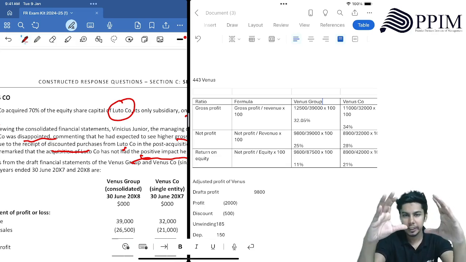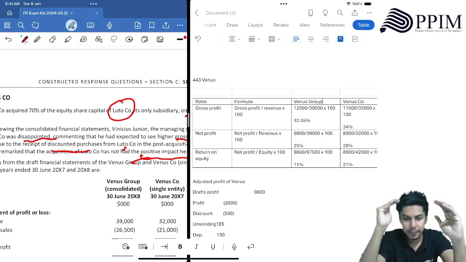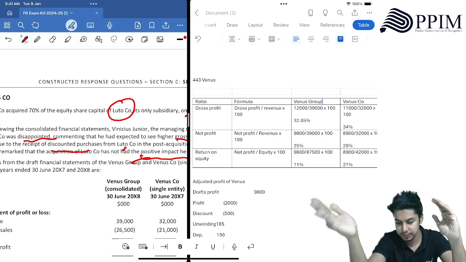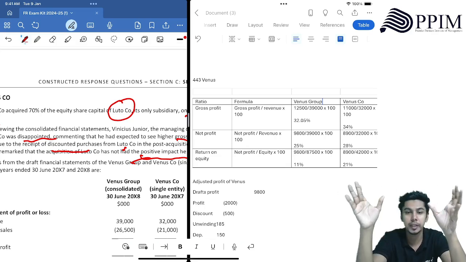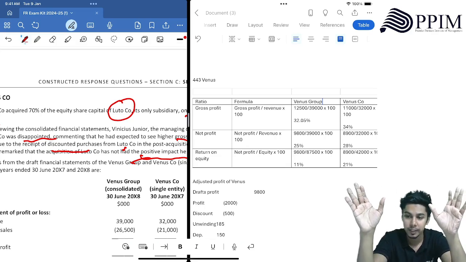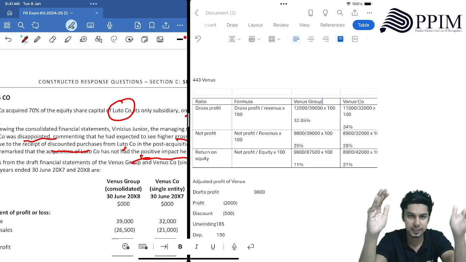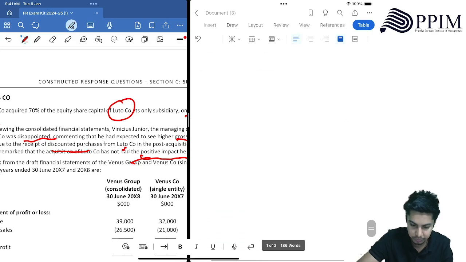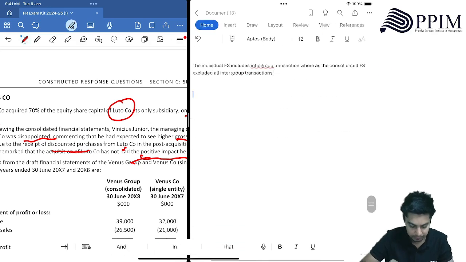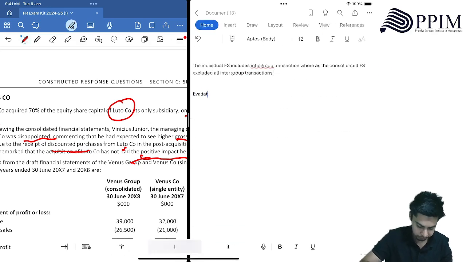Okay, right. So, guys, it's very obvious now. Venus Corporation to Venus Group, 2007 to 2008. What has actually happened to the ratio? It has reduced. It has reduced by 2%. Okay, so let's start writing that one. Okay, so let's mark over there. Evaluation. Okay, right.